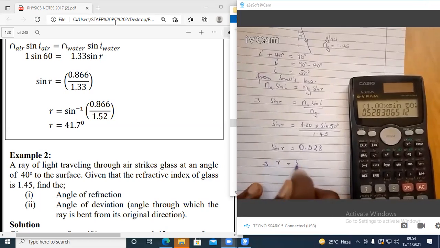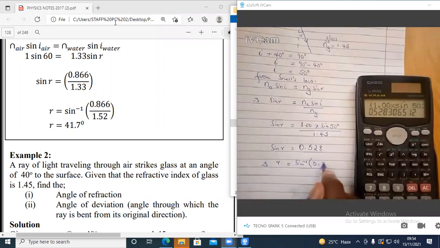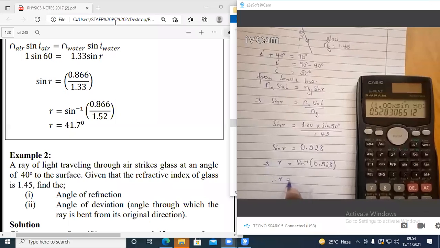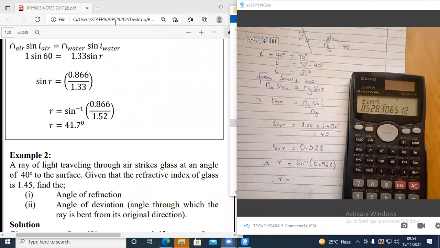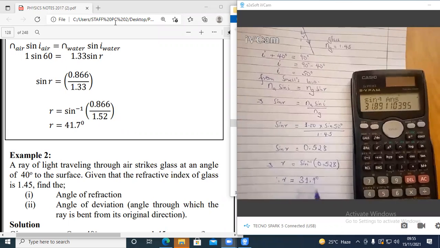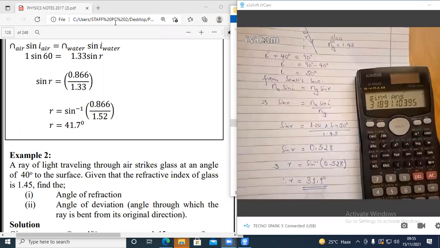So it implies r is equal to the sine inverse of 0.528. Therefore our r will be equal to, you press shift sine, answer. What do we get? 31. If you round it up to one decimal place, what do you get? 0.9. So that's the angle of refraction.